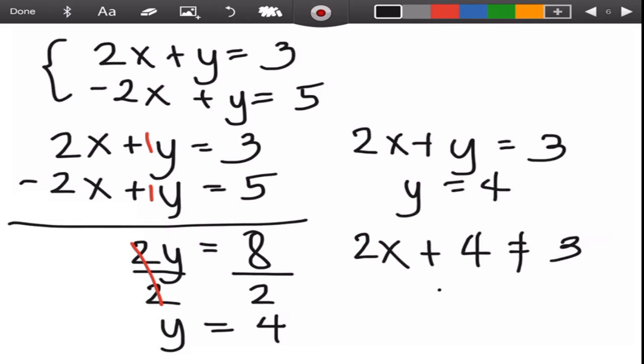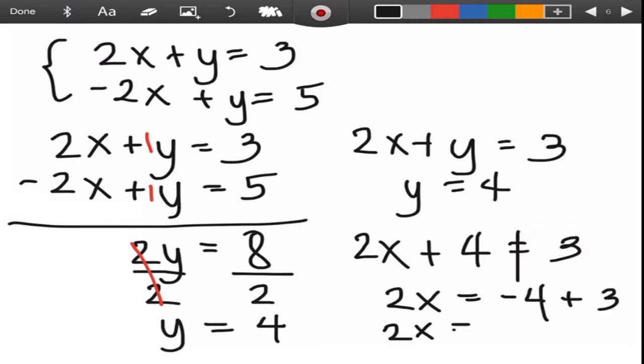The term with the variable will remain on the left side while the constant will be transposed to the right side. So copy 2x. 4 should be transposed from the left to the right side. From positive, it will become negative 4. And then 3 is positive, copy. So we have 2x equals negative 4 plus 3, that is negative 1, unlike signs.